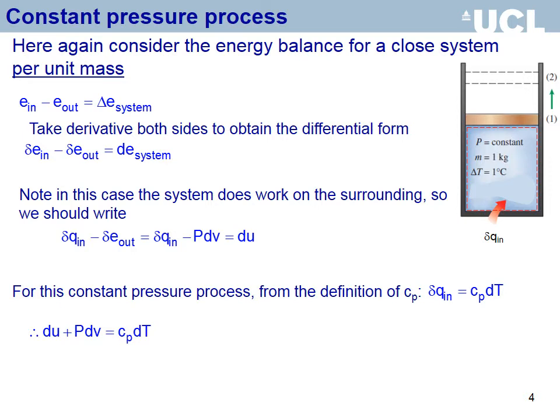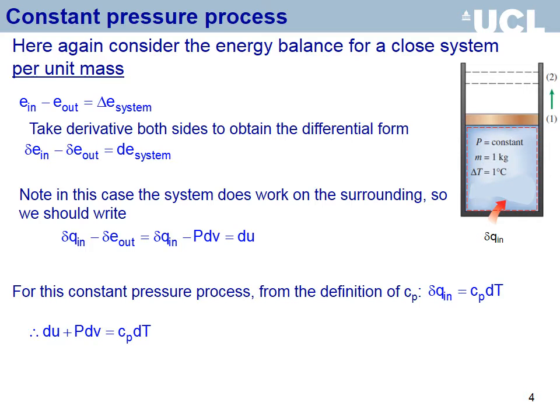So like before, I start with my energy balance, which is E in minus E out is equal to delta E of the system, and I again take derivatives to get del E in minus del E out equals dE of the system, the change in energy of the system. Now in this case, again, what about my energy input? Well, energy input is given, that's del Q in, so I substitute that here, minus del E out.